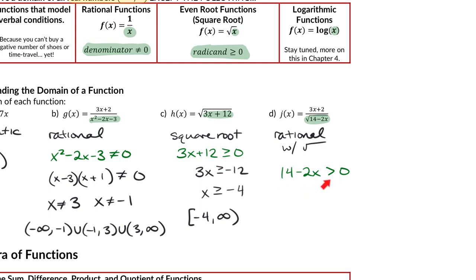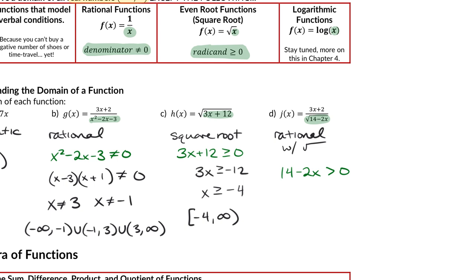Because where is this square root? On the bottom. And can the bottom be equal to 0? So why would I put that little symbol right there? We just remove it, because now we can only be greater, not equal to 0, since it's in the denominator.